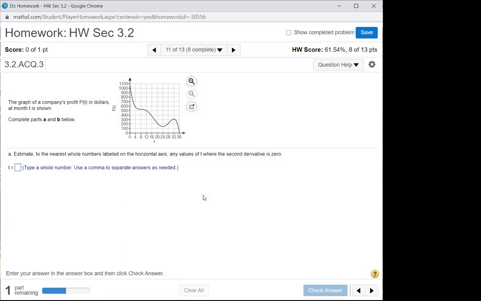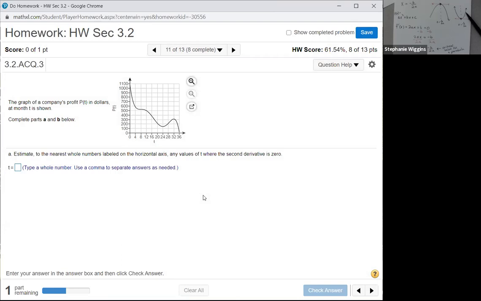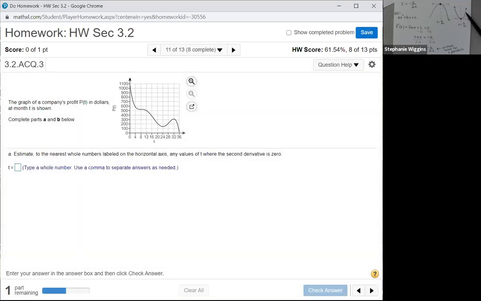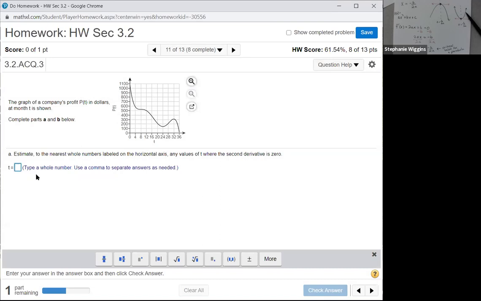Okay. The graph of a company's profit, P of T in dollars, is given here. So here's the graph. Estimate, to the nearest whole numbers labeled on the horizontal axis, any values of T where the second derivative is 0. Okay, what does it mean for the second derivative to be 0? It's the inflection point. Exactly. So we've got to find all the inflection points. Here we can see it's concave up and then it goes concave down. So right there is an inflection point. So t is 8.